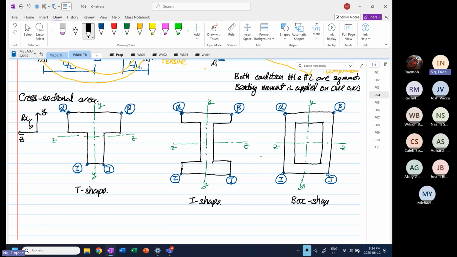I won't call this the I shape. We usually call this a wide flange. Okay. I want you to get used to all these names. Okay, wide flange shape. Now, can anyone tell me which one is unsymmetrical? Okay, let's go for unsymmetrical. Which one is unsymmetrical? Anyone?